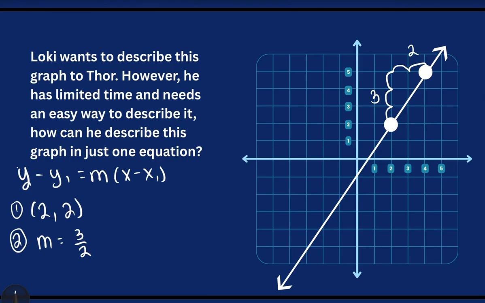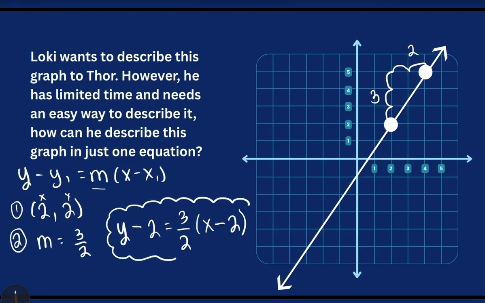Now, all I'm going to do is plug these directly into my equation. So my y is just going to stay as y. I'm doing y minus y1, which is just the y value of my point. Remember, this is x and this is y. So I'm going to do y minus 2 equals m, which is my slope, 3 over 2. And then in parentheses, I'm going to leave it as x. Remember that the first y and the first x stay as just y and x. And then I'm going to do x minus x1, which is just the x value, which is 2. And that's it. That's how I put this line into point slope form.